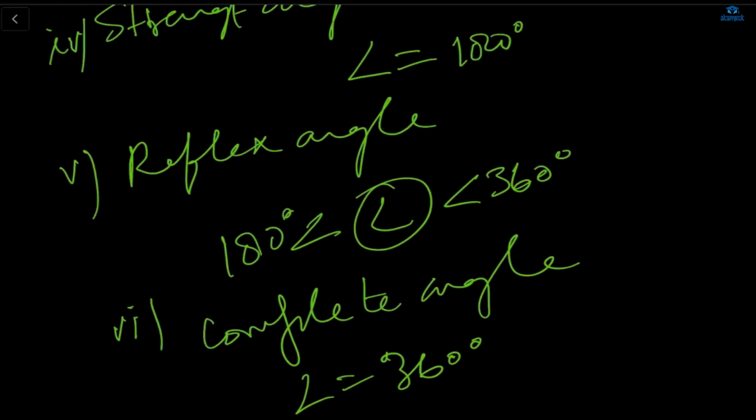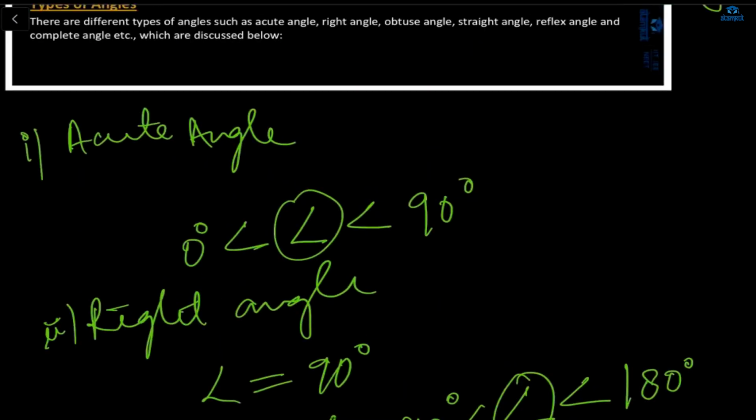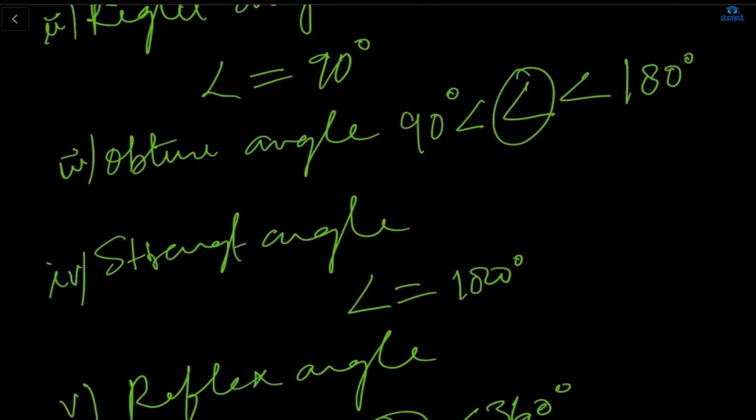And these are your definitions. Acute angle, it will be between 0 and 90 degrees. Right angle, exactly 90 degrees, not 0.1 less, not 0.1 greater. If it is 89, then it becomes an acute angle. If it is 91, it becomes an obtuse angle. Exactly 90 is your right angle.